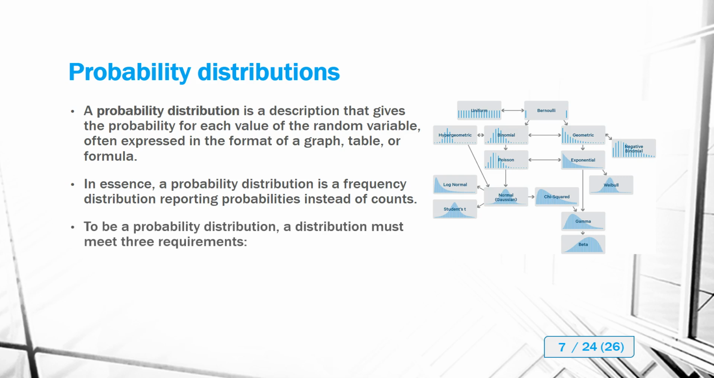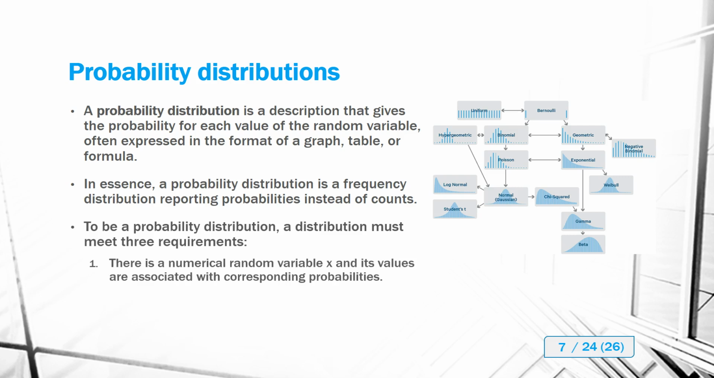Now, regardless of which probability distribution you're using, in order to be a probability distribution, your distribution must meet three requirements. The first one is there's a numerical random variable x, and its values are associated with corresponding probabilities. So for every value of x within the range that's given, there's a probability associated with it. The second requirement is that the sum of all the probabilities must be 1.